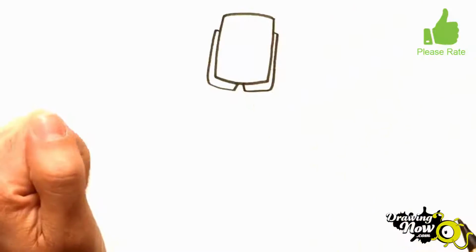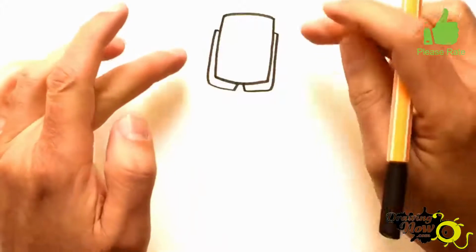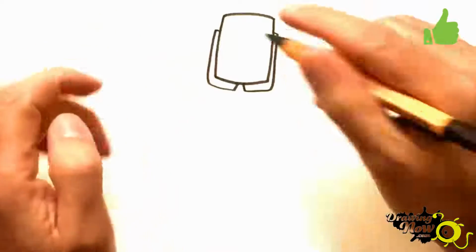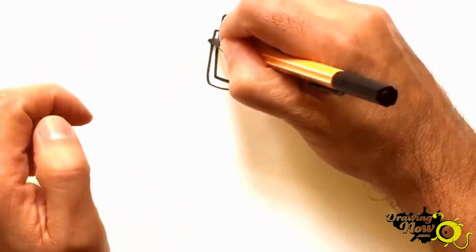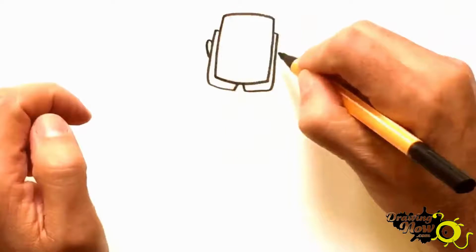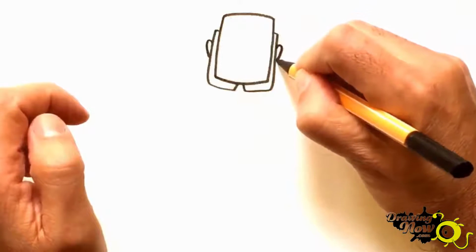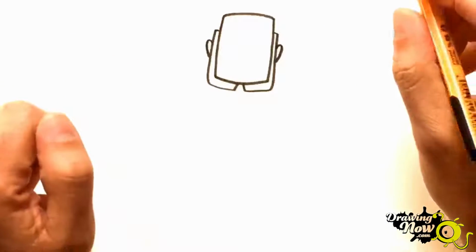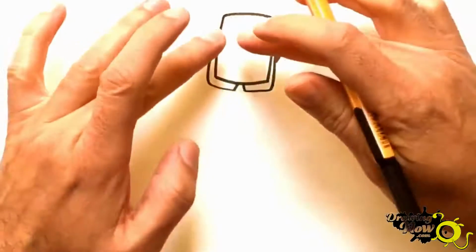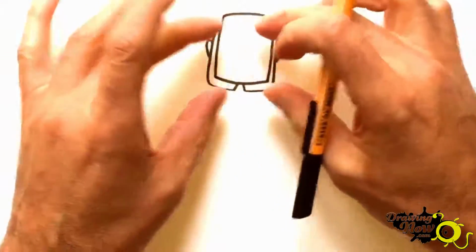Here we go. We can immediately add the two ears. They're coming out on both sides. So we do kind of a little loop on both sides. So it's up to you the kind of loop you want to do. Now we have to start the features in the face itself.